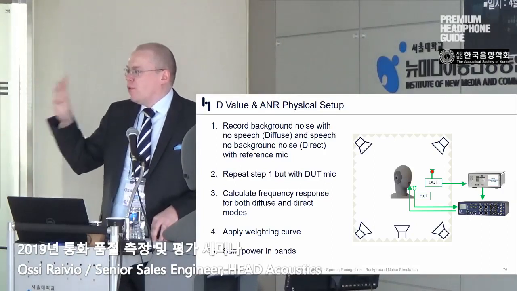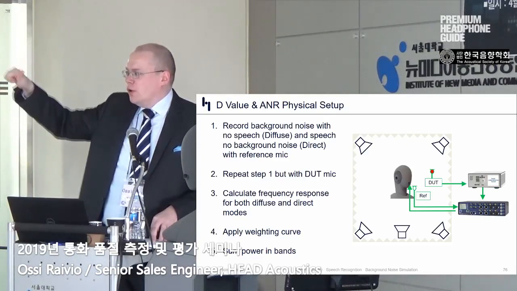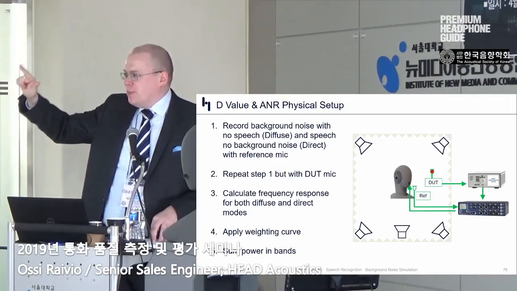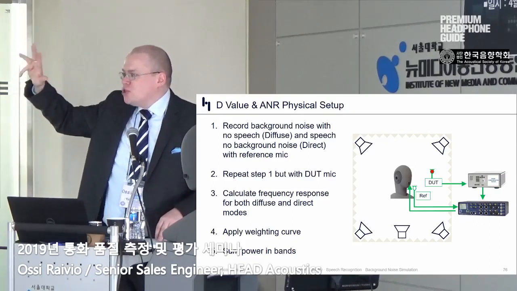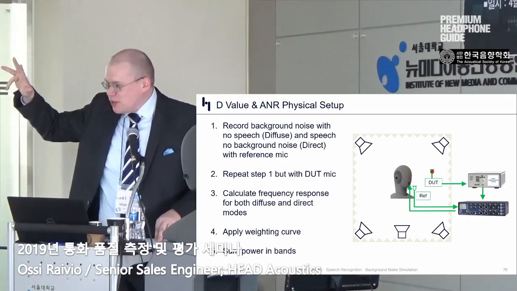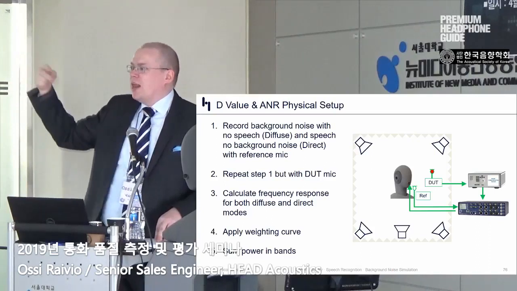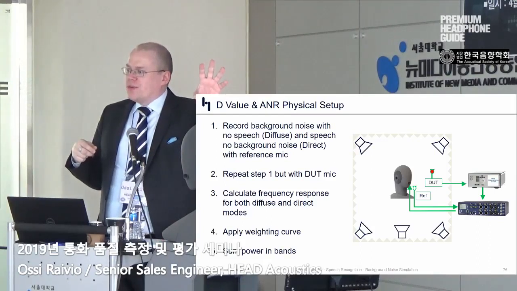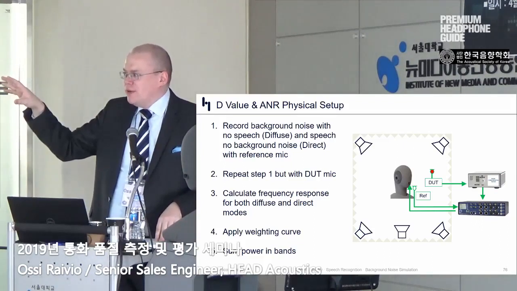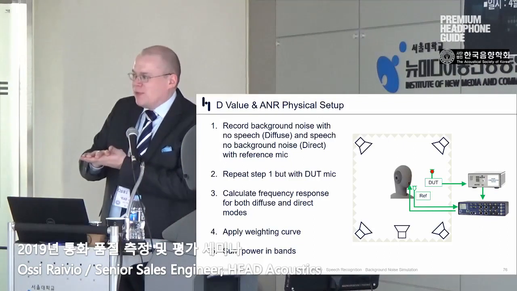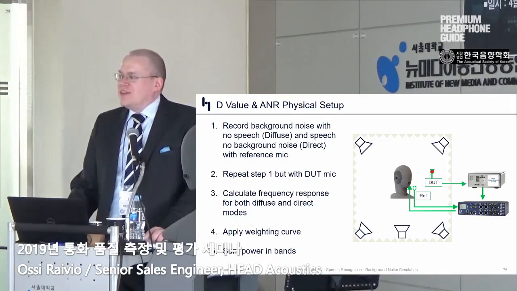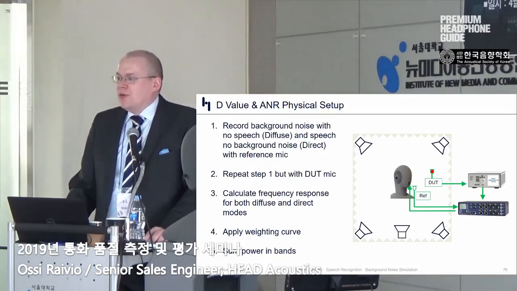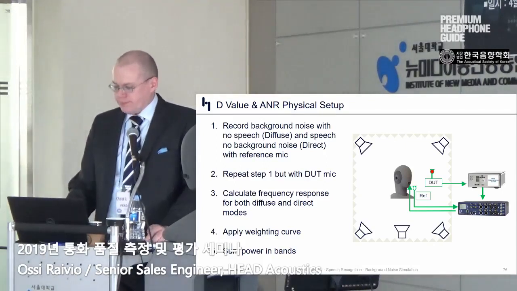And now, based on these four values, reference for noise, reference for speech, measurement through DUT for noise, measurement through DUT for the speech. From these four values, we first calculate the sensitivities, sensitivity towards speech, sensitivity towards background noise. We subtract them from each other, and then with a certain weighting function, we squeeze them down to a single number, which then is, depending on the weighting function, either the D value or the ANR.